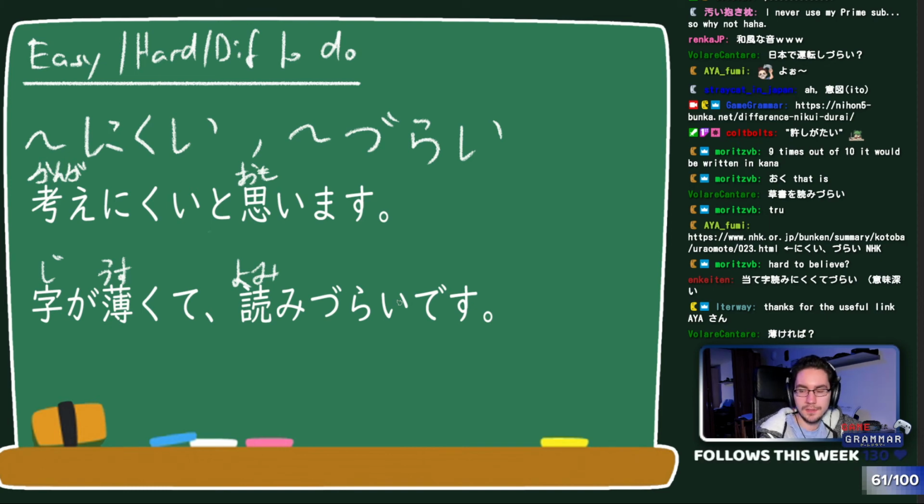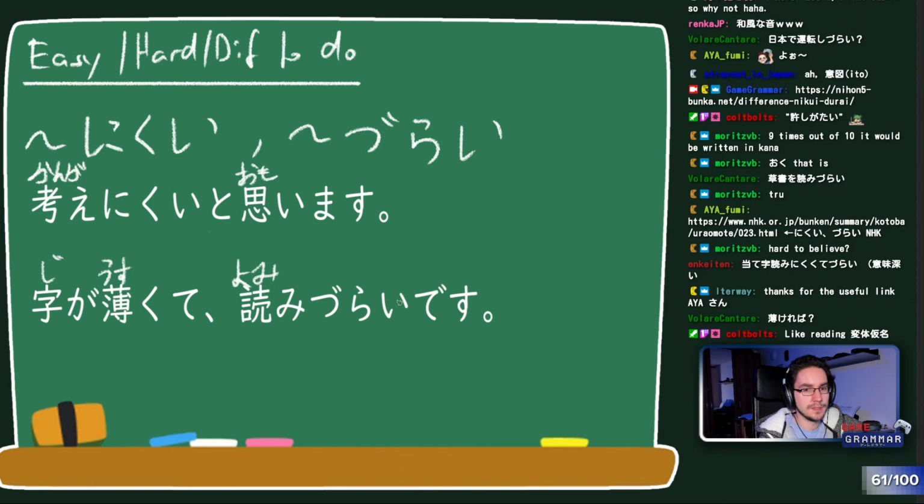So if anything, the difference would maybe be that in 読みづらい, I might translate it as it's difficult for me to read this, and 読みにくい, I would maybe say it's difficult to read. In English, adding the "for me" makes it more personal, whereas not adding it makes it more general. But other than that, there's really not much of a difference. Okay? All right. That's zurai and nikui.